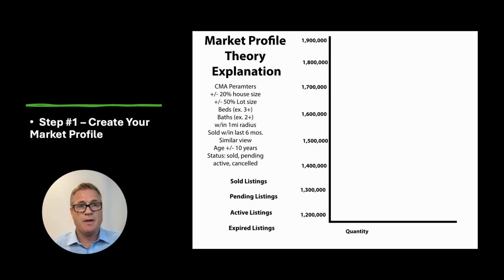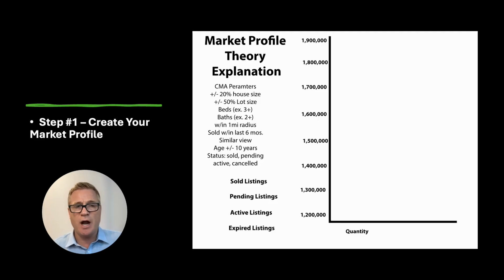Let me explain that. So market profile theory takes the same parameters as your CMA. And what we're going to do is number one, we're going to run a search. And in our search, we're going to run it with plus or minus 20% on the house size, plus or minus 50% on the lot size, just as you would a CMA. Bedrooms, bathrooms, just like you would a CMA, 3 plus, 2 plus, if that's the product you have. Within a 1 mile radius, sold within the last 6 months.